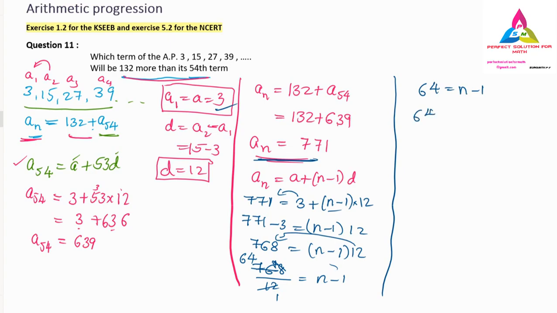So 64 we will keep it here, that minus 1 we will bring this side. So plus 1 is equal to n. So 64 plus 1 is nothing but how much? That is 65. So which term is the value 771, or 132 more than the 54th term? That is nothing but n equals 65. So this is the way we can find the n value, that is 132 more than the 54th term of the given AP. In such a way we have to find the answer.